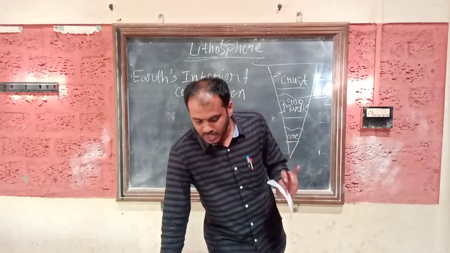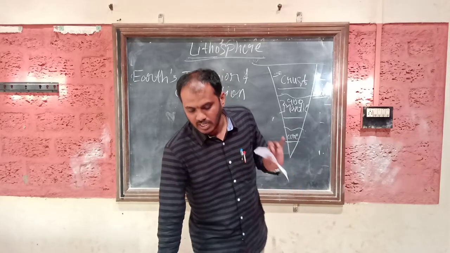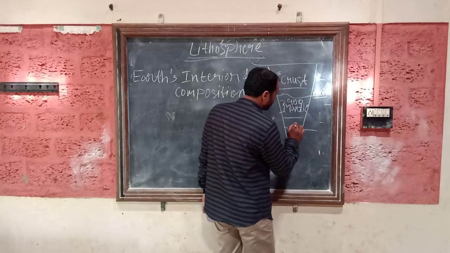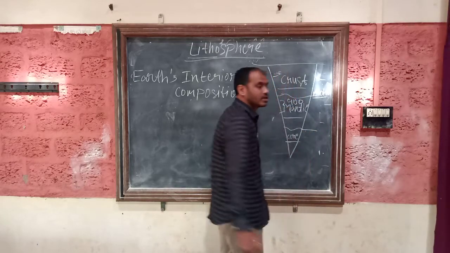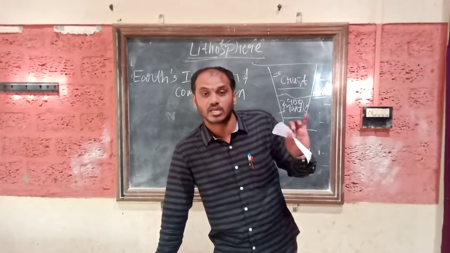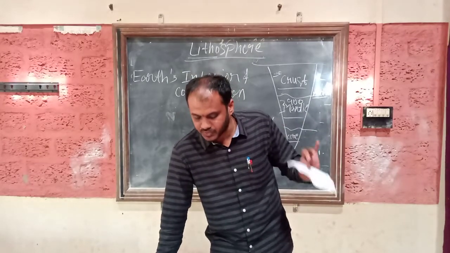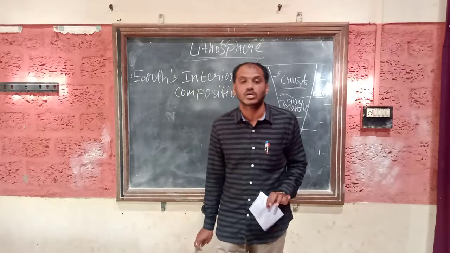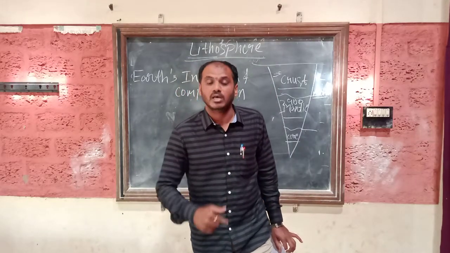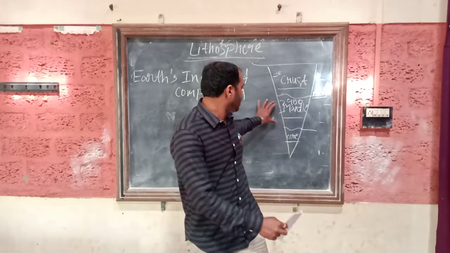While the boundary that separates the mantle from the core is called the Gutenberg discontinuity. Here the rocks are different in chemical composition from those below and above. So this is regarding the mantle.